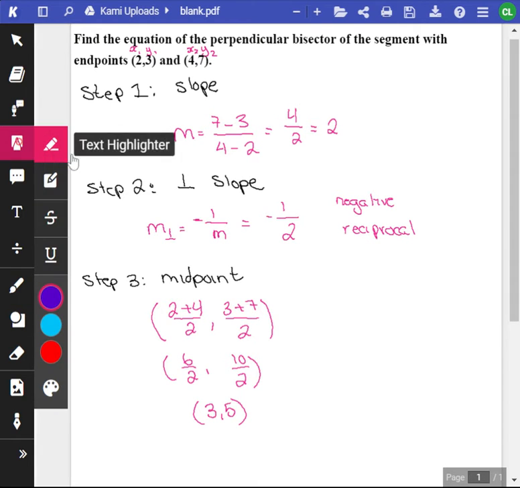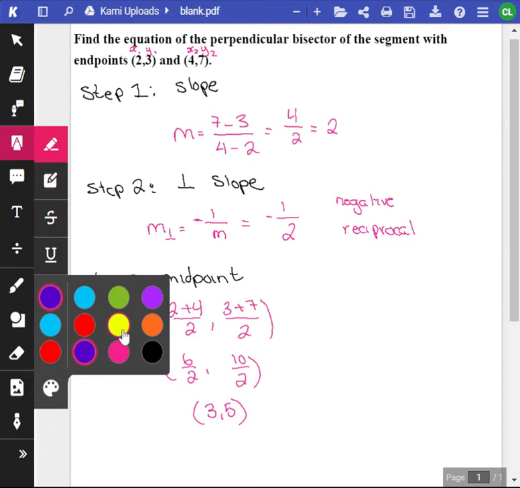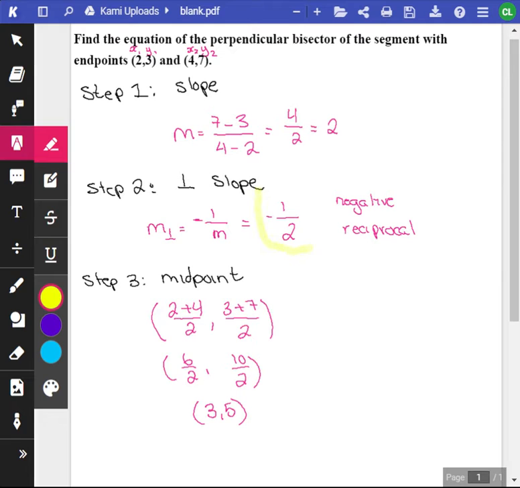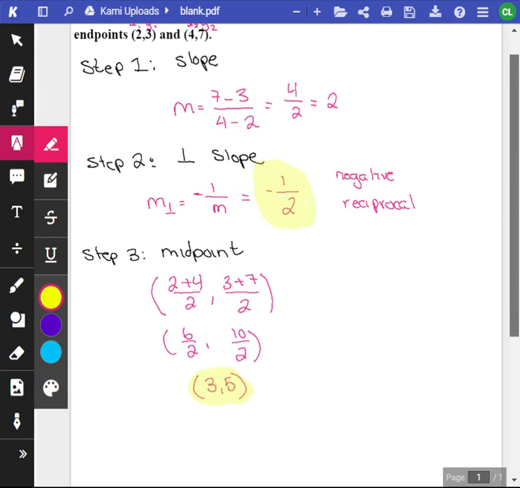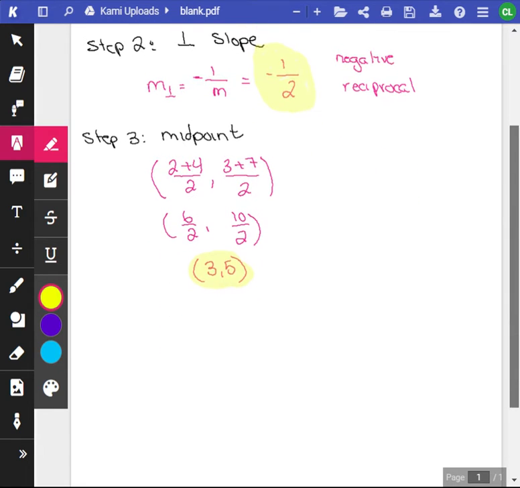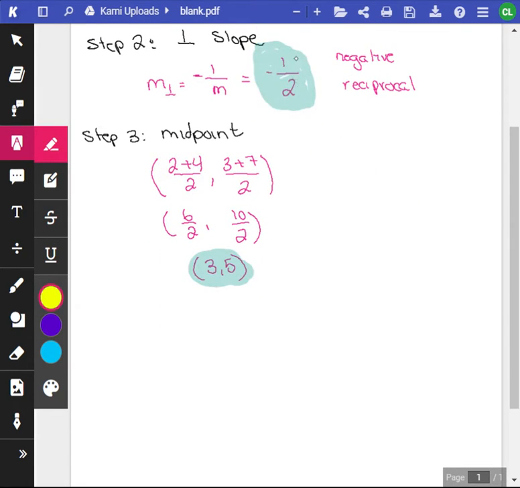So the two main things that we need to use to find the rest of this are this negative 1/2 here and this midpoint here. That is how we're going to create the equation for our perpendicular bisector. We no longer need this step 1. Step 1 was just to help us find this perpendicular bisector.